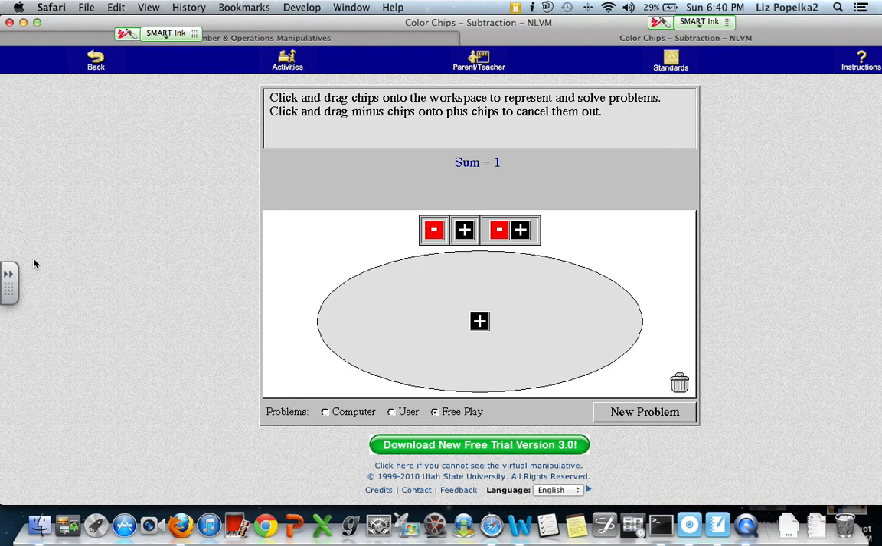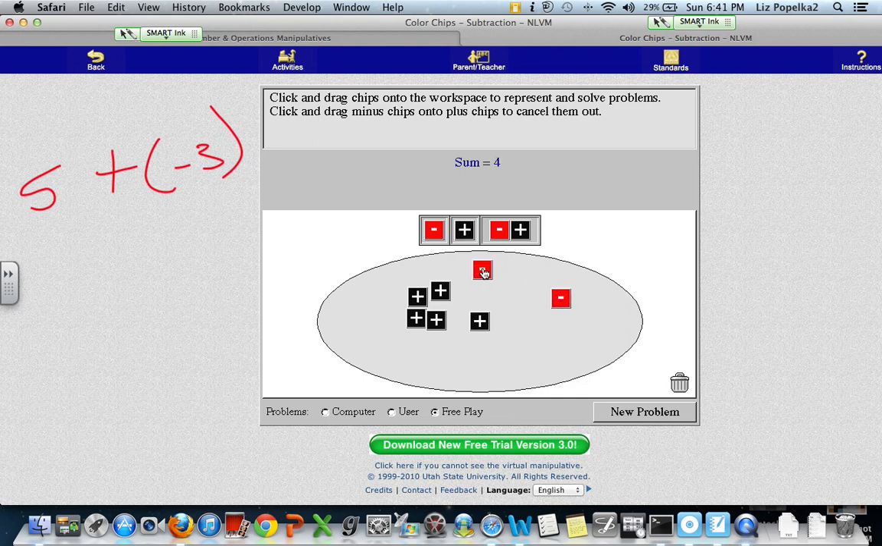So let's say we've got a positive 5 plus a negative 3. So for my model, I need a positive 5: 1, 2, 3, 4, and a 5. I've got a negative 3. So I'm going to pull out 1, 2, 3 negatives. So these positives and these negatives are going to get together and poof, cancel, poof, cancel, poof, cancel, which is going to leave me with a positive 2 left over.